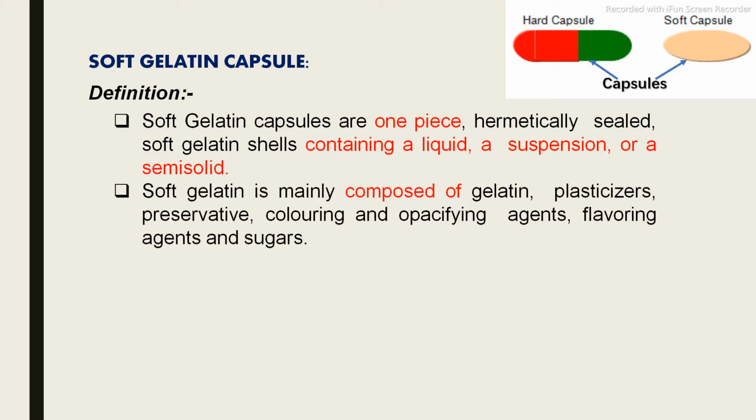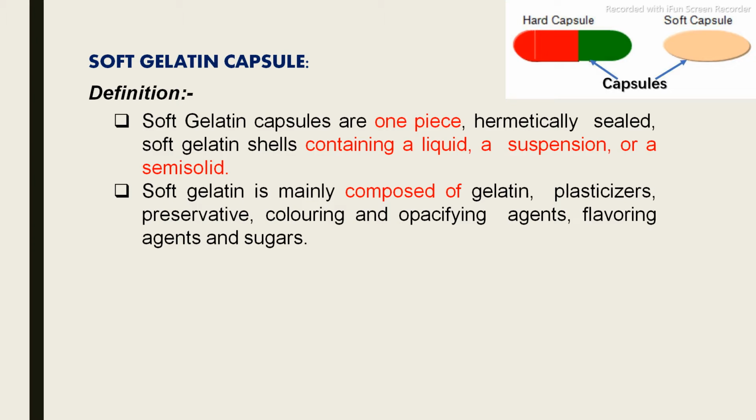So soft gelatin is mainly composed of gelatin, plasticizer, preservative, coloring and opacifying agents, flavoring agents, and sugars. What is the difference between hard and soft gelatin capsule with respect to this composition? The main differentiation is just because of the plasticizer. If you vary the plasticizer content, hard gelatin capsule may get converted into soft gelatin.